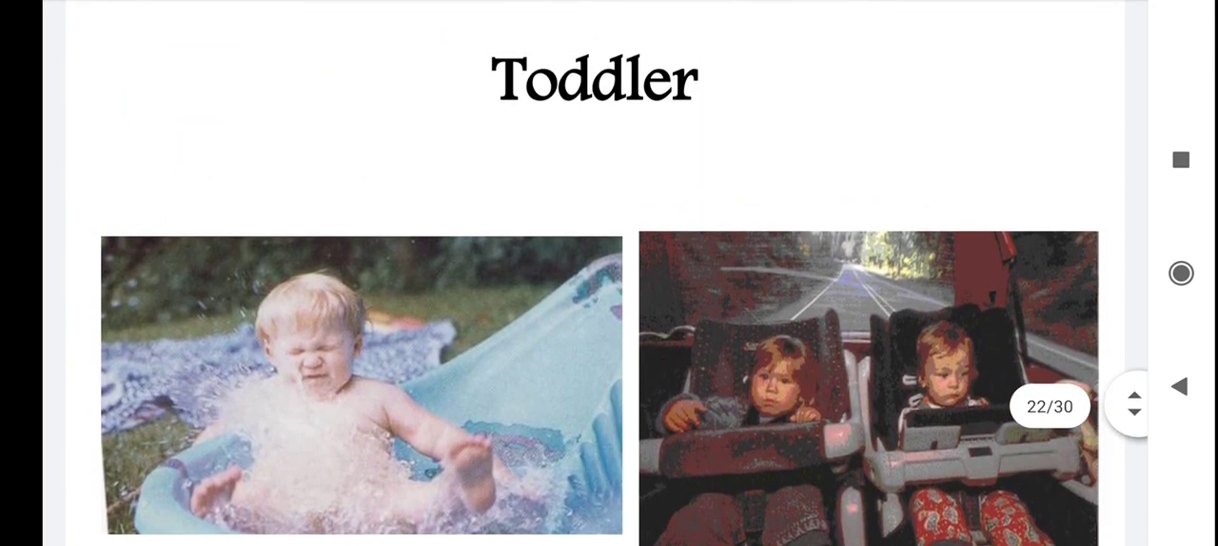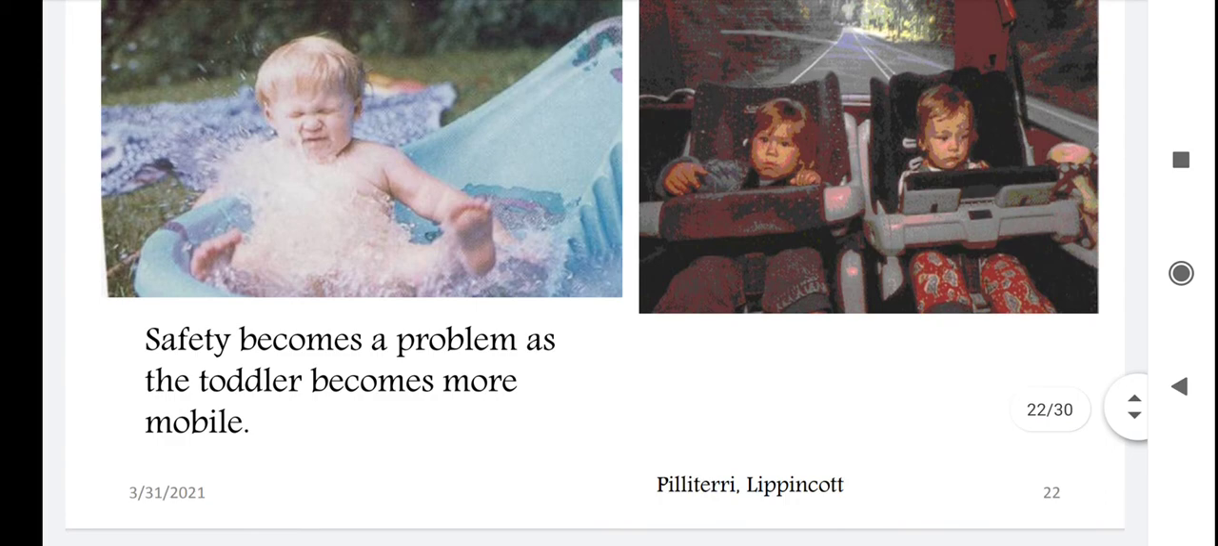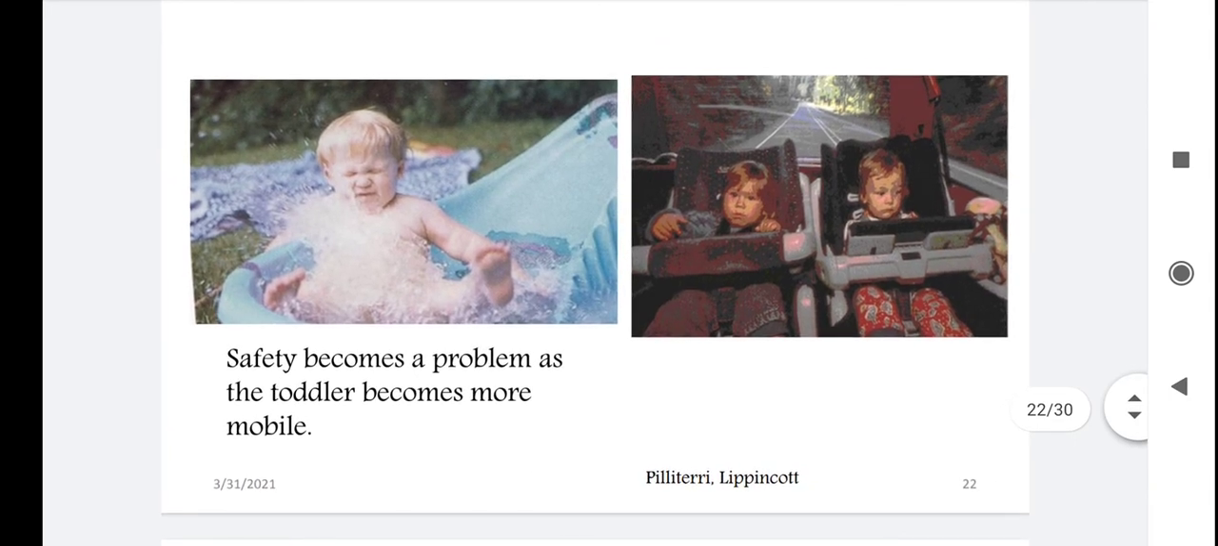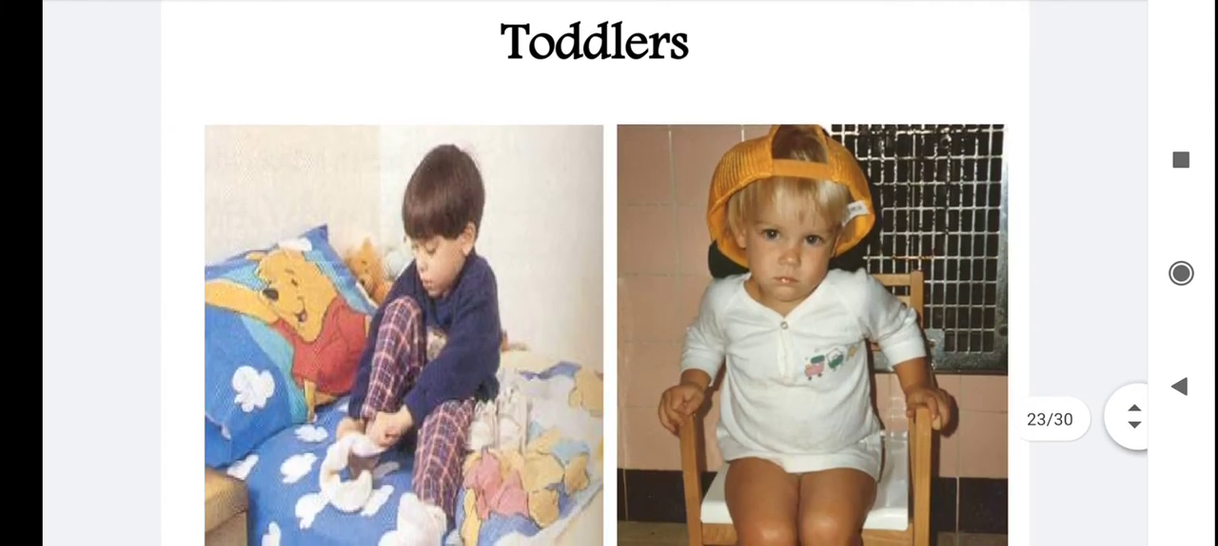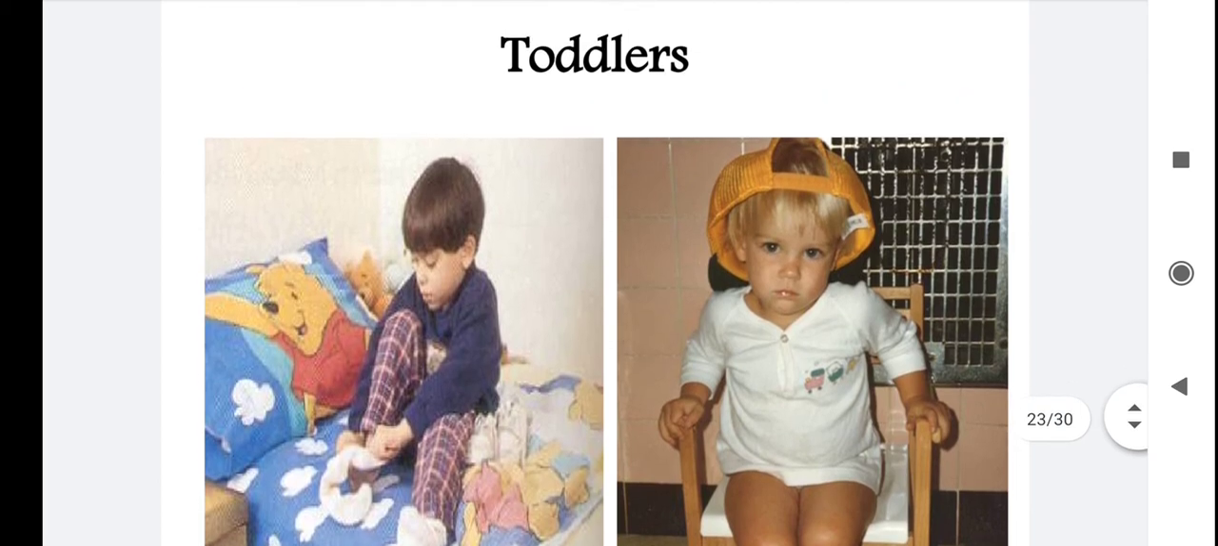Here we can see the toddler safety becomes a problem as the toddler becomes more mobile. In this period, the child becomes more mobile. Activities are more. These also are toddlers.